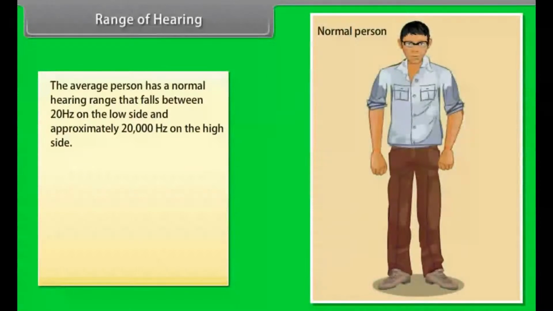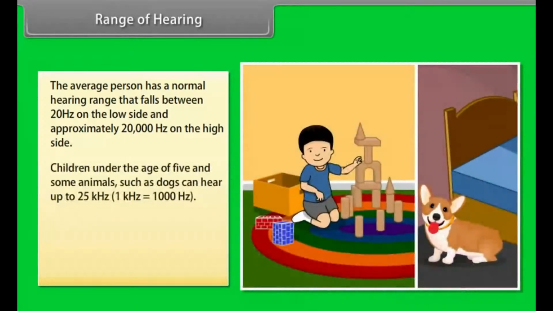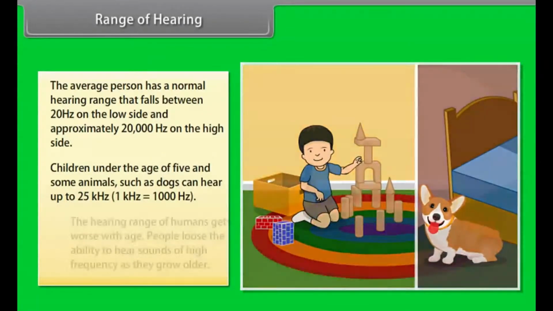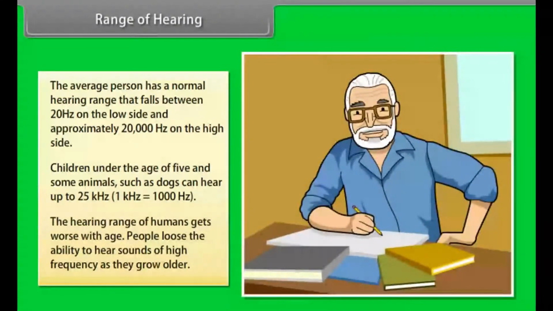Range of hearing. The average person has a normal hearing range from about 20 Hz on the low side to approximately 20,000 Hz on the high side. Children under the age of 5 and some animals such as dogs can hear up to 25 kHz. The hearing range of humans gets worse with age. People lose the ability to hear sounds of high frequency as they grow older.